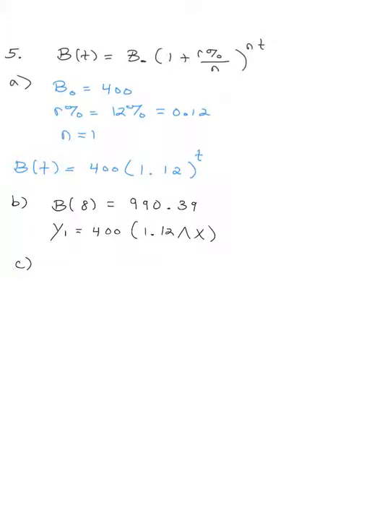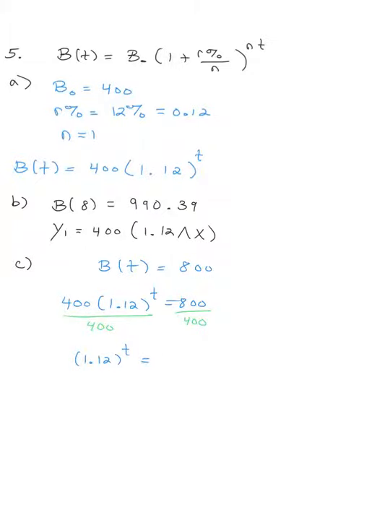But a more interesting question is, how long is it going to take this account to double in value? And I can see that whatever my answer is, it's going to be less than 8 years. So basically what we're doing is solving where B of t is equal to 800. That's double the value that we started with. So where is 400 times 1.12 to the t equal to 800? If I divide both sides by 400, again, no surprise here, you get 1.12 to the t is equal to 2, because we doubled the other side.